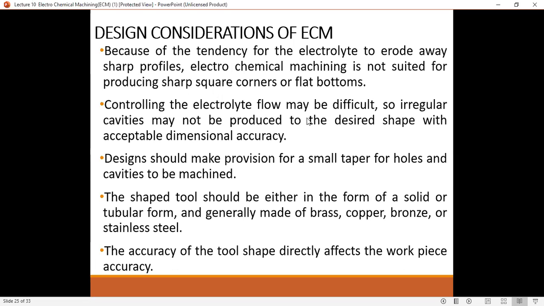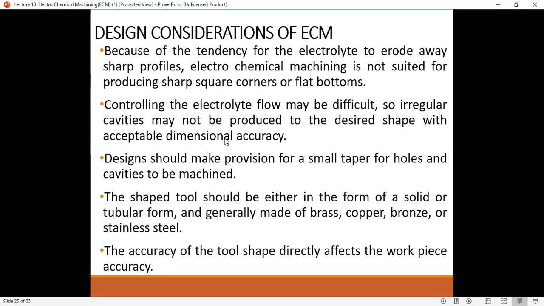Controlling the electrolyte flow may be difficult, so irregular cavities may not be produced to the desired shape with acceptable dimensional accuracy. For example, if you want to use this process to machine a surface like a coin, right? If you have the surface of a coin, there are a lot of features in it, right? So you have a lot of irregular cavities. So using the ECM process, you won't be able to get that particular feature, right?